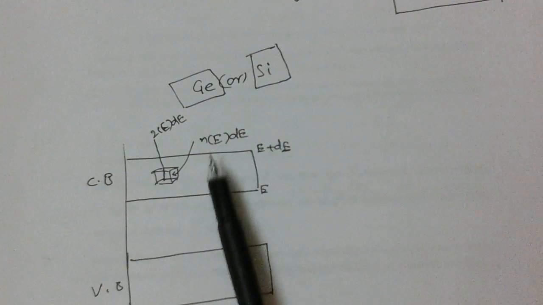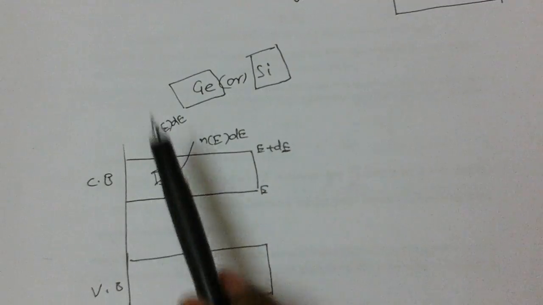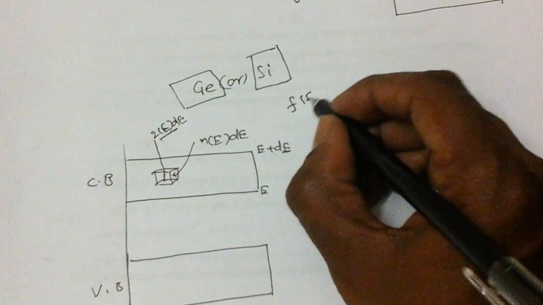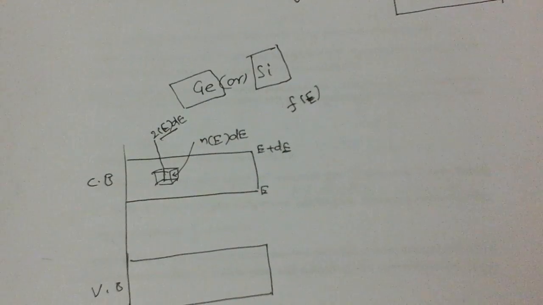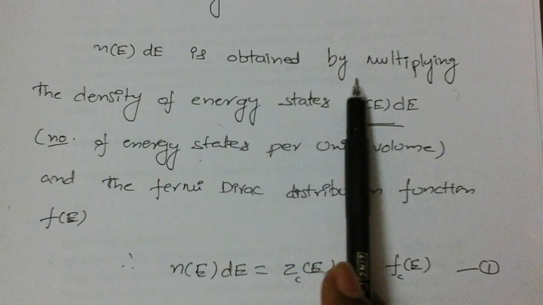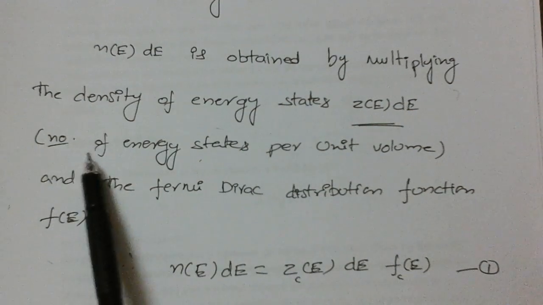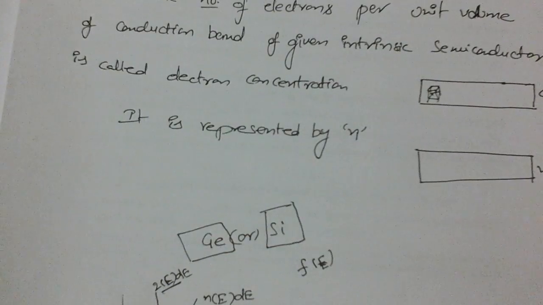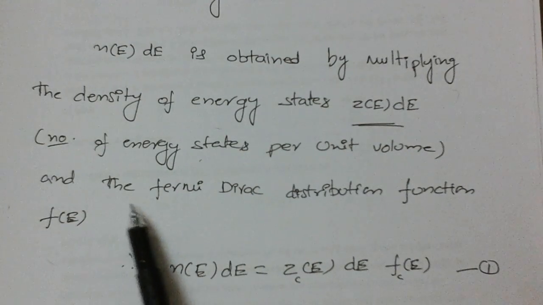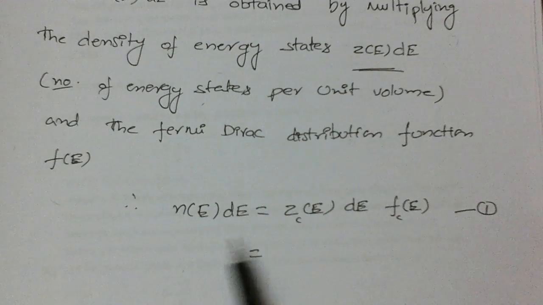The number of electrons per unit volume is this one. If you want to get the number of electrons per unit volume, you have to multiply this value with the Fermi-Dirac distribution function f of E. That is in this sentence: n of E dE is obtained by multiplying the density of energy states Z of E dE, where density of energy states means the number of energy states per unit volume, as I already showed here, with the Fermi-Dirac distribution function f of E. If you multiply this one and this one, you will get this one. That is written here. This is equation number 1.